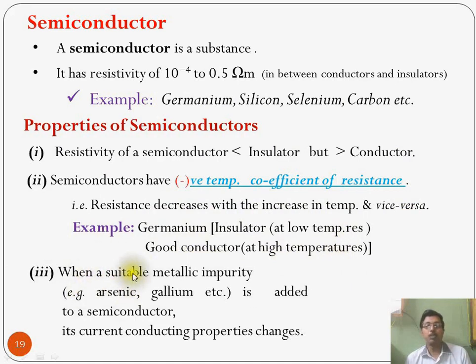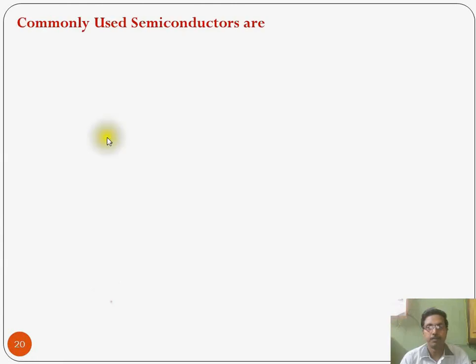When a suitable impurity such as arsenic or gallium is added to a semiconductor, we can improve the current conducting properties of semiconducting materials like germanium and silicon. That is, the current conducting properties of germanium and silicon, the semiconducting materials, can be changed with the help of adding impurities to them.